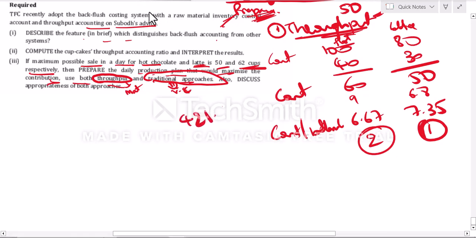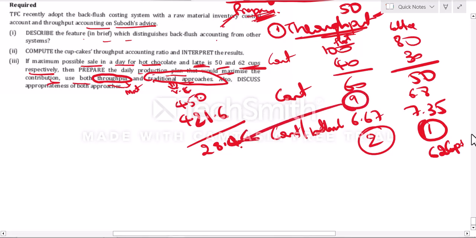421.6. By using 421.6 minutes, we can produce 62 cups here. That is the maximum we will produce there. For the rest, we have to consider hot chocolate. Total available minutes are 450, as we calculated above. So how many are left? 450 minus 421.6 means 28.4. Only this much time is left for us. In 28.4 minutes, how many units can we produce? 28.4 divided by 9. 9 is the time required for producing hot chocolate, no?